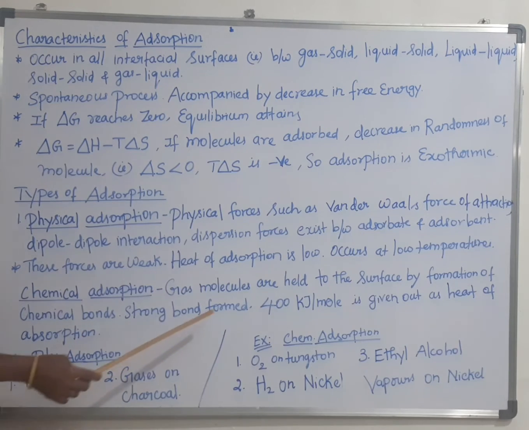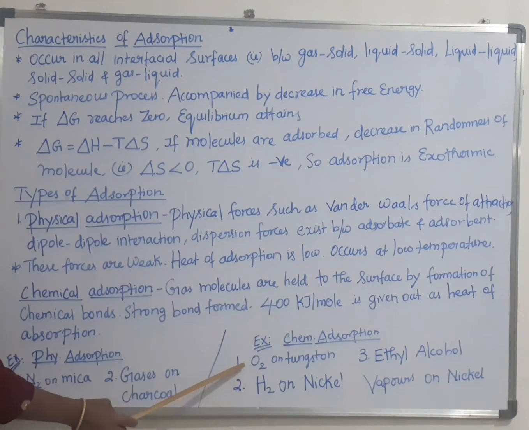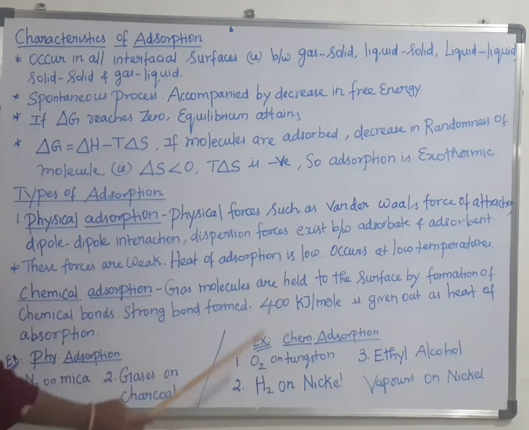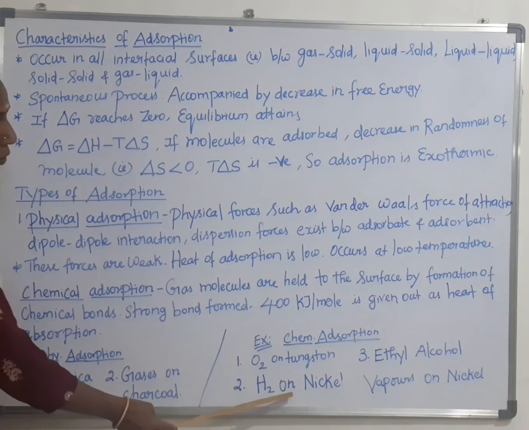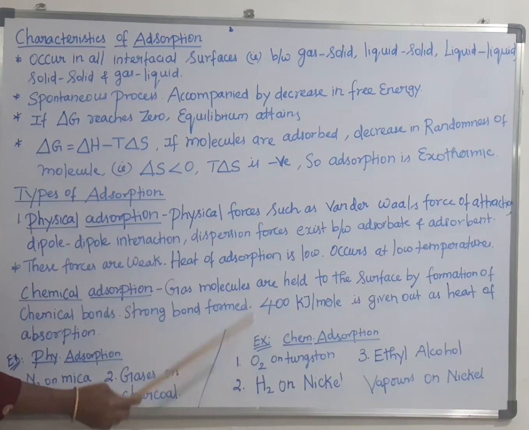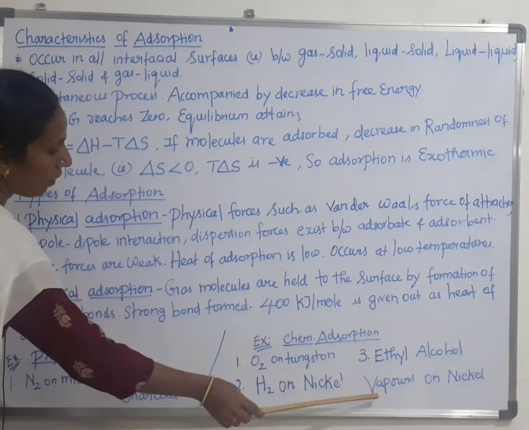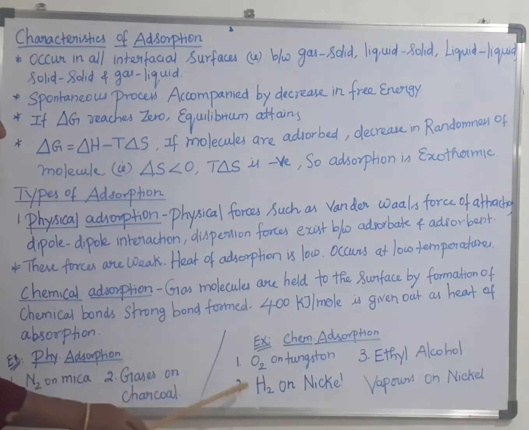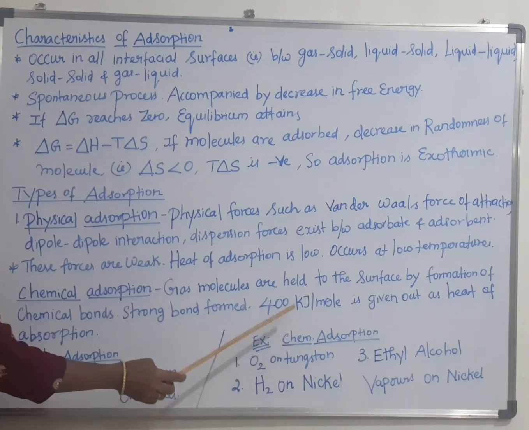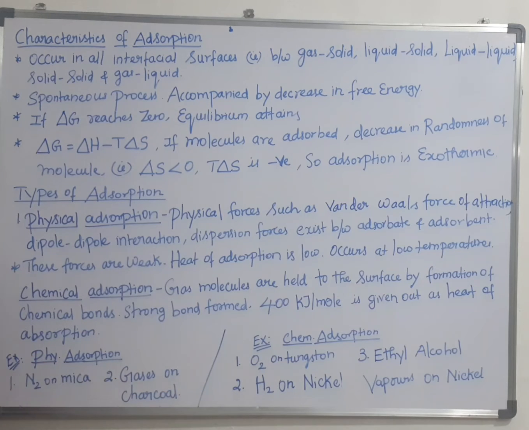So, let us see the examples for chemisorption. Oxygen adsorbed on tungsten. Second one, hydrogen adsorbed on nickel. Third one is ethyl alcohol vapors adsorbed on nickel. These are the three examples for chemical adsorption or chemisorption. So, we have seen about the types of adsorption, physical adsorption, chemical adsorption, and the examples for the physical and chemical adsorptions. So, in this video we have seen about the characteristics of adsorption and the types of adsorption.